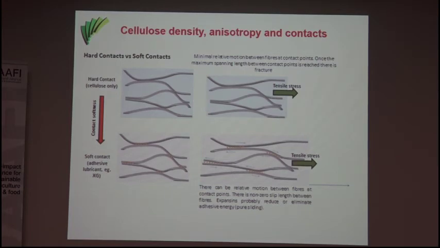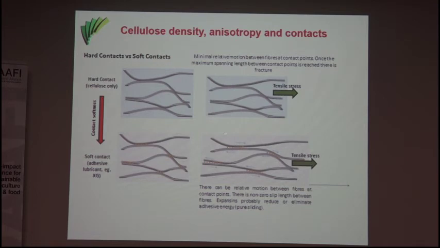If the contact is cellulose to typically a hemicellulose, we call that a soft contact, because the hemicellulose will also have a lot of water associated with it, so there'll be a lubricating contact. So it's an adhesive or a lubricant, and that's the characteristic of that contact. And the consequence is that when you try to stretch these things, you end up needing to break crosslinks in order to extend structures any further than this.